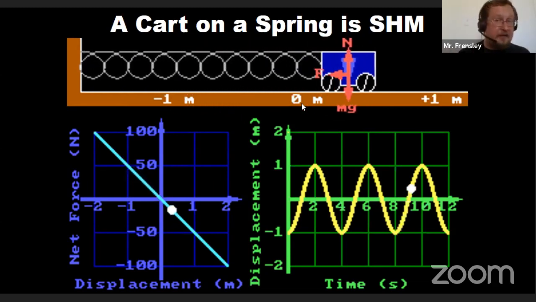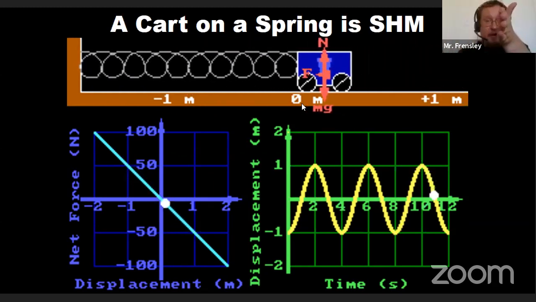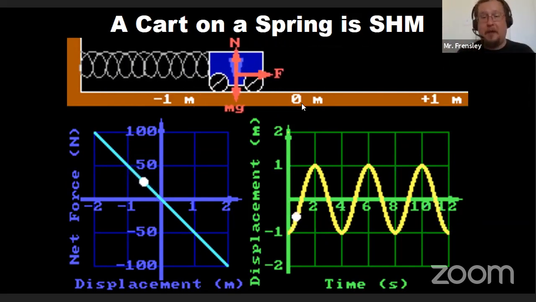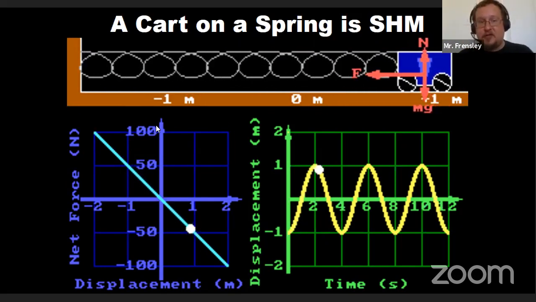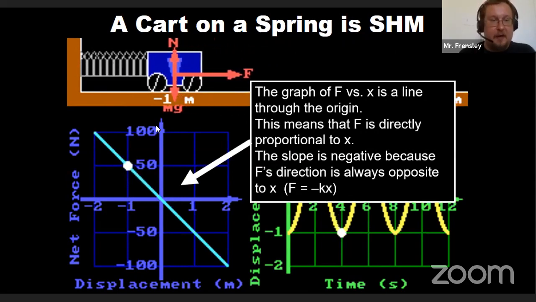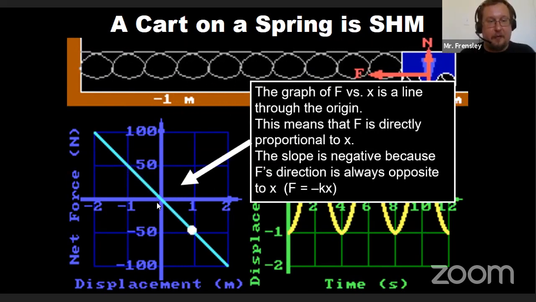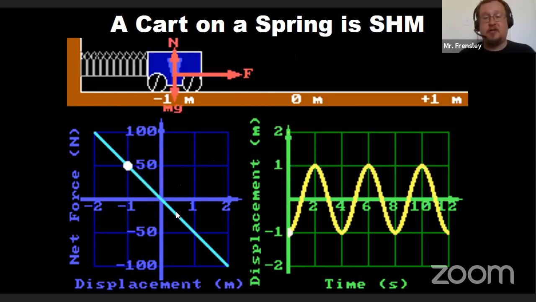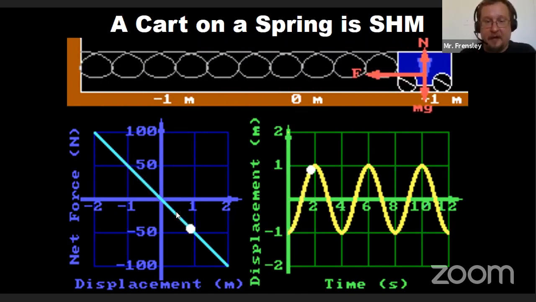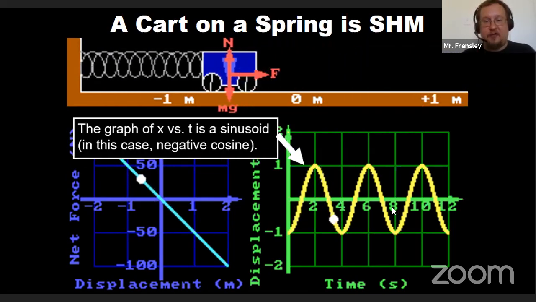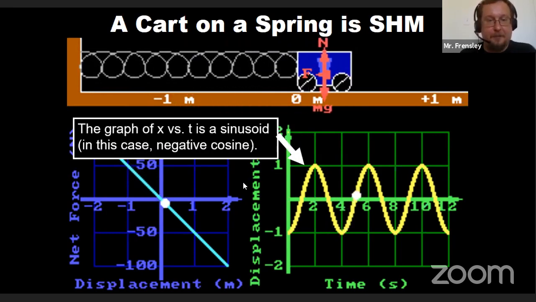Amplitude is like the radius of the oscillation. It's the distance from the center out to one end or the other. So 1 meter amplitude. Well, what if the amplitude changes, Frensley? All right, so there's my little signal. The force versus displacement graph is a straight line through the origin, directly proportional, comes from F equals negative kx. And we have our sine wave for displacement versus time.